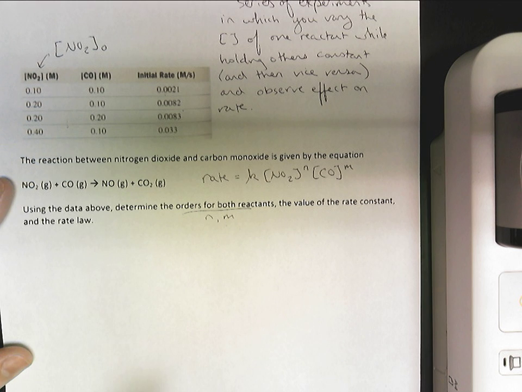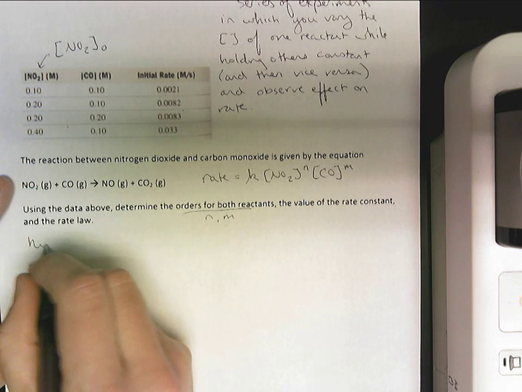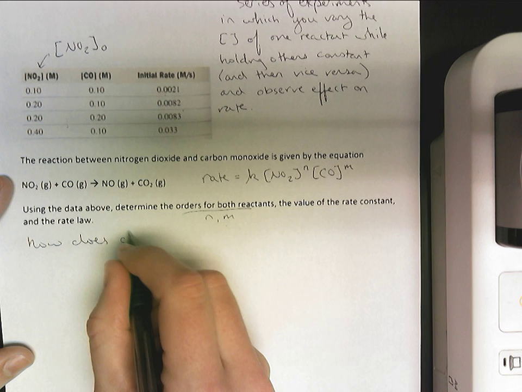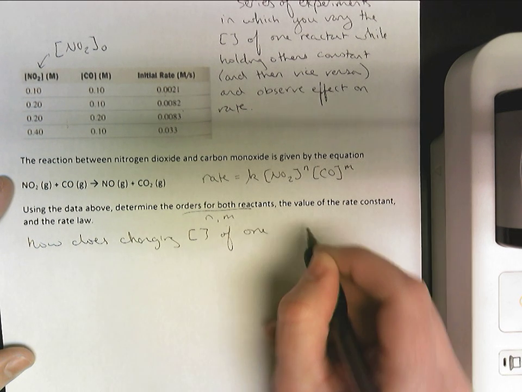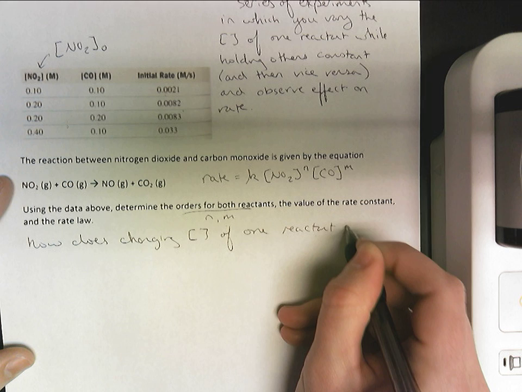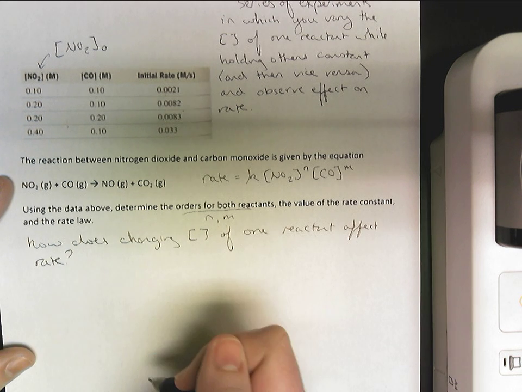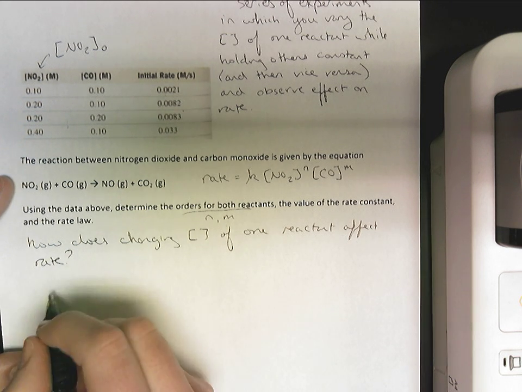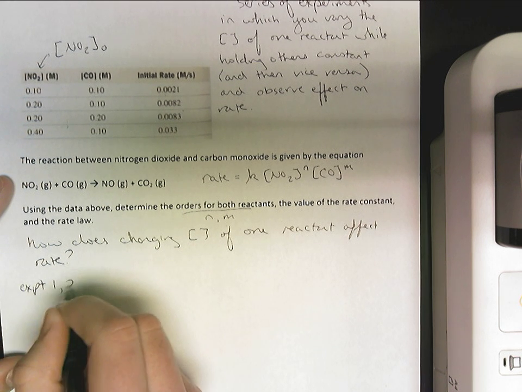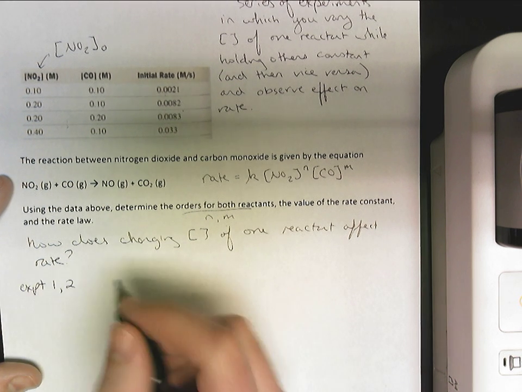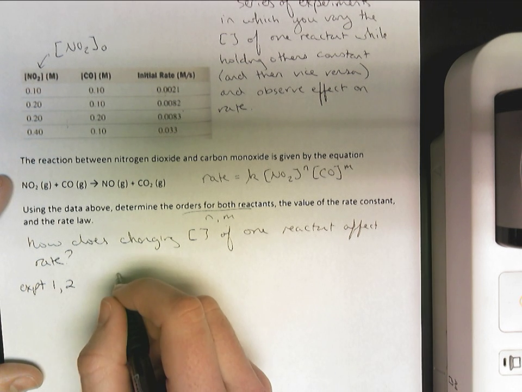Well, we've got my series of experiments. I want to see how changing each, this is what you're going to be looking for, how does changing the concentration of one reactant affect rate? So in these cases, I'm going to be looking at ratios. So for example, in experiments 1 and 2, the first two, I see that NO2 is doubled as you go from 1 to 2. So I like whole numbers instead of fractions.